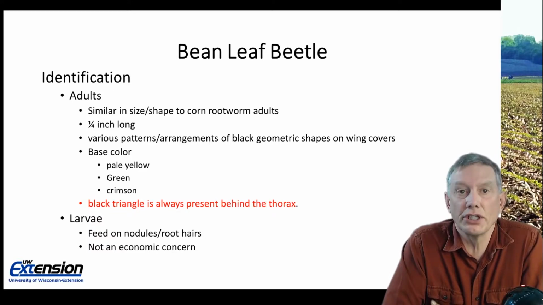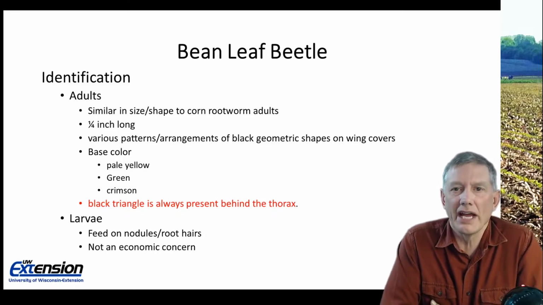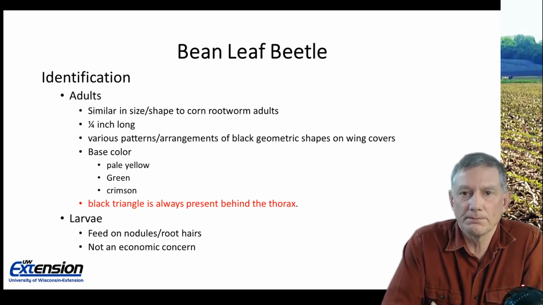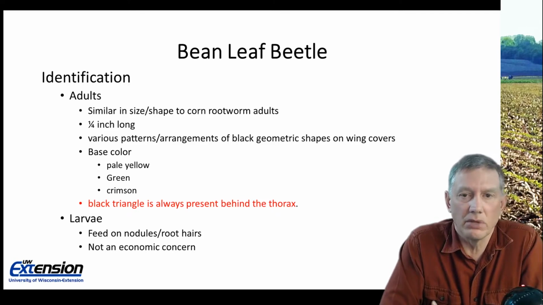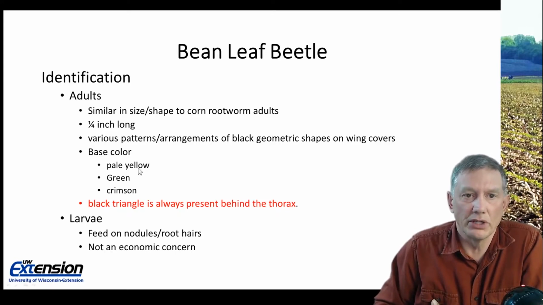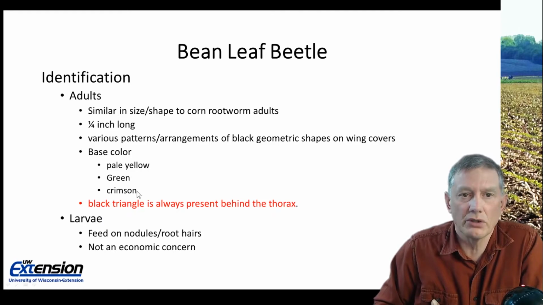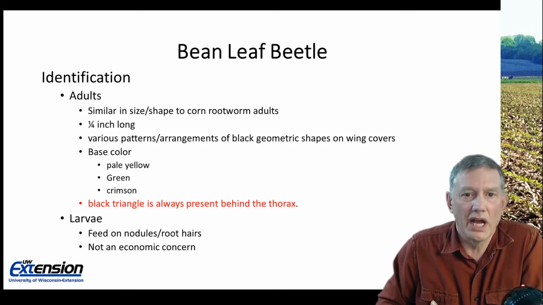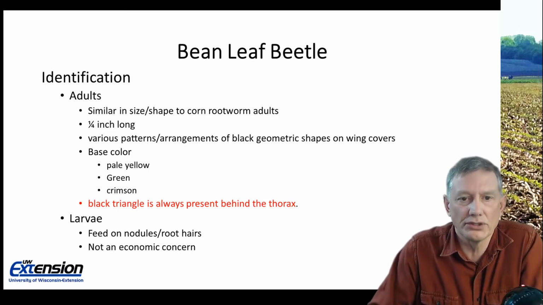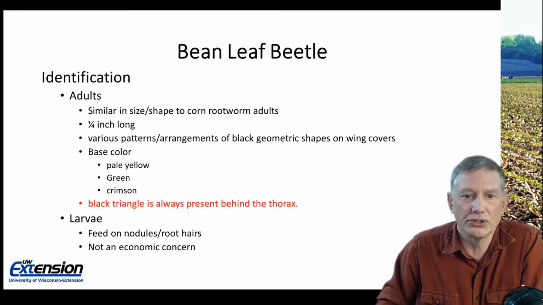They are similar in size and shape to corn rootworm adults. That is, they're about 1/4 of an inch long or a little bit less. They have various patterns and arrangements of black geometric shapes on their wing covers. They may have a couple black lines along the side. They may have 6 black dots. They may have 2. They may have 4. Their base color will be pale yellow. It can be kind of a greenish color or crimson in color, but they will always have a black triangle right behind the thorax. The larvae will feed on soybean root nodules and hairs, and they are not considered an economic concern.